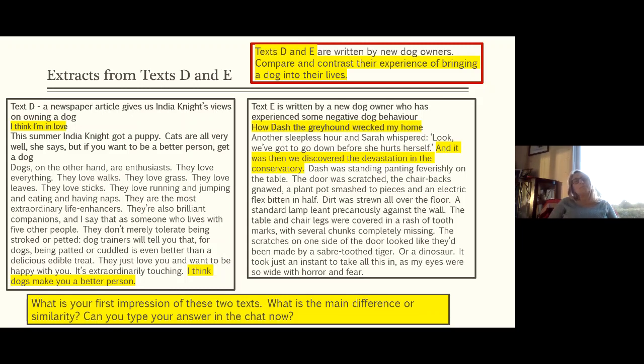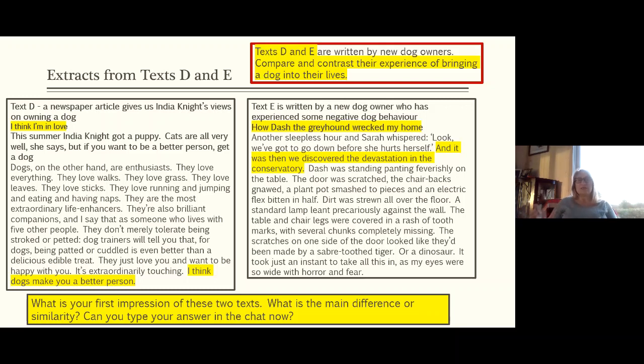Miss, what we've got here is Charlie said it's differently behaved dogs. And then Lucy says text D loves dogs and loves having one, is positive. Text E is a bad experience, isn't happy, is negative. Yeah. Excellent. So it's a positive and negative. That's an interesting comment about the fact that they're very different dogs. You're quite right there as well. So that's perhaps something you could pick up on as a contrast. The fact that Indian Knight's puppy seems enthusiastic about everything. It loves to walk, it loves grass, it loves leaves, it loves everything.